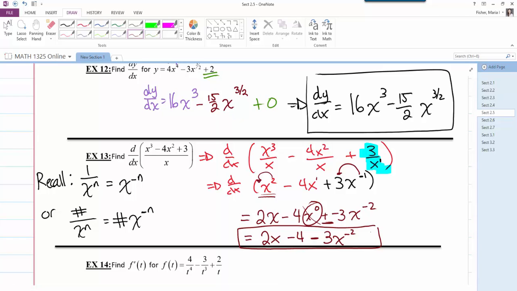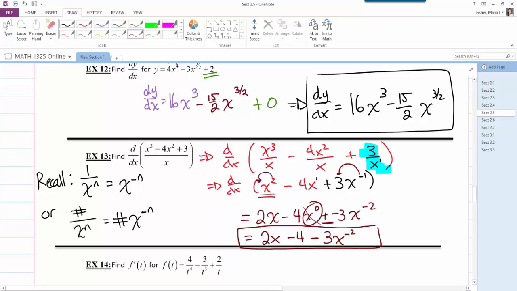Now the back of the book might clean this answer up. You do not need to in this class. I prefer you do not clean up your answers. I prefer you don't try to get them with common denominators. You don't try to get rid of your negative exponents. You can place this answer into my math lab, and this answer is good enough on a test. I do not need you to simplify any of these.